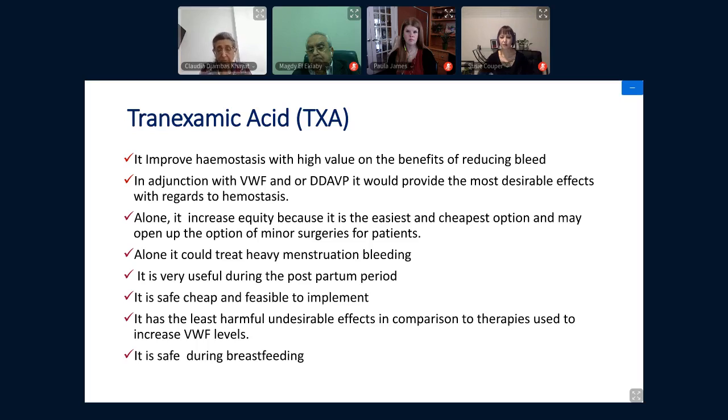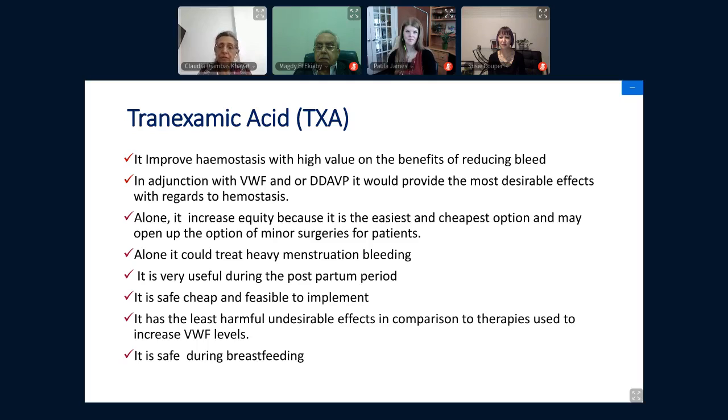Another treatment that we must advocate for is tranexamic acid. As you all know, tranexamic acid improves hemostasis, with high value in the benefit of reducing bleeds. In adjunction with von Willebrand concentrate and DDAVP, it will provide the most desirable effect with regard to hemostasis. Alone, it increases equity because it's the easiest and cheapest option and may open up the option of minor surgery for patients. Alone again, it could treat heavy menstrual bleeding.